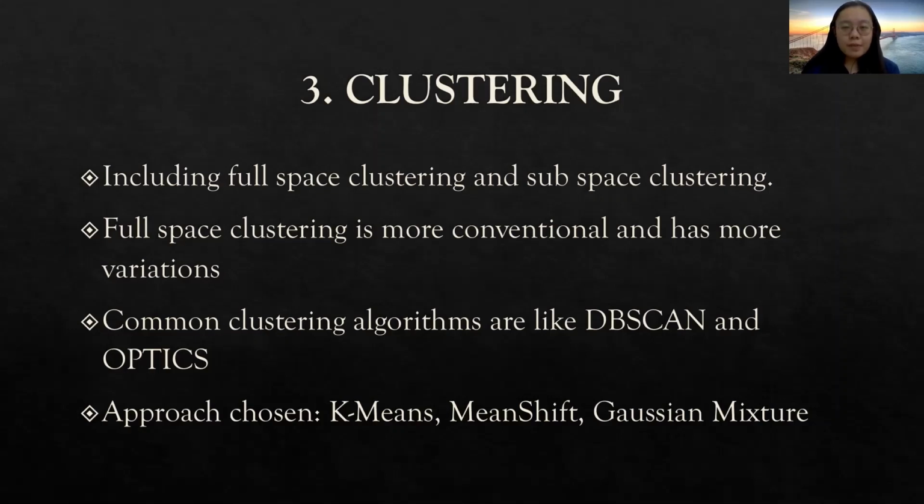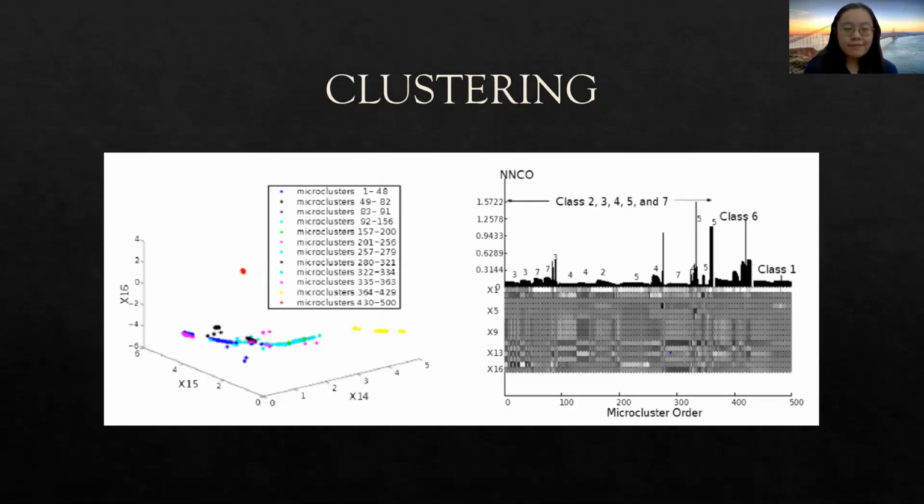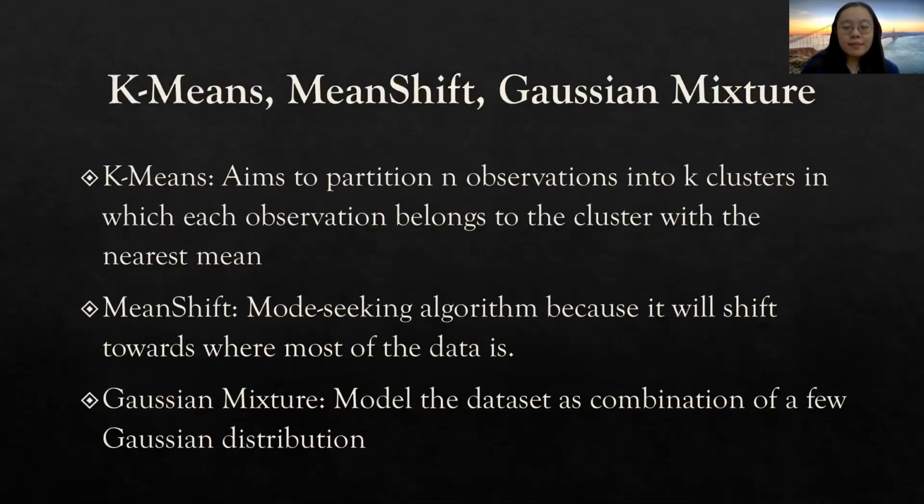The last part of predictive model is clustering. It has two types of clustering, which are full space clustering and subspace clustering. Full space clustering is more conventional and has more variation like EM algorithms and density-based clustering. Some common clustering algorithms are like DBSCAN and OPTICS. In this part, three methods of clustering will be tested to find the best method, which are k-means, mean shift, and Gaussian mixture. The picture is a sample of data after the clustering process.